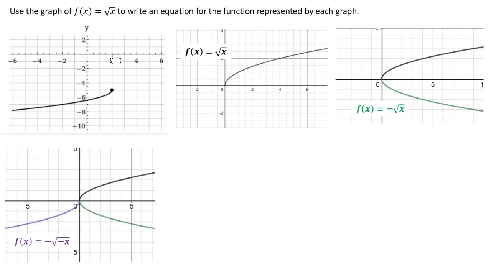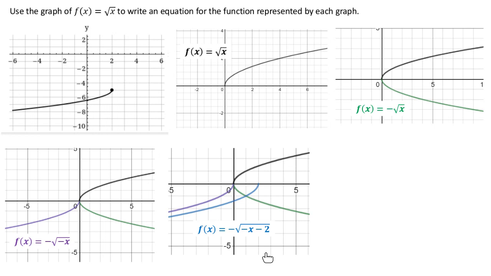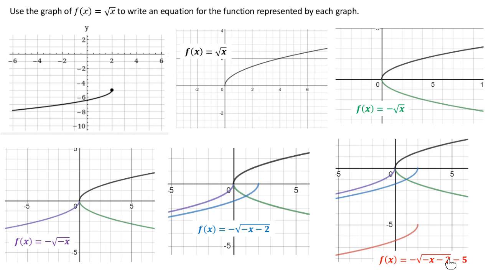So I said we shifted it 2 units to the right. So we're going to subtract 2 from our x inside the radical. And we shifted it down 5 units, so outside the radical, we're going to have a minus 5. Yes? So the equation represented by this graph is negative square root of negative x minus 2, and then outside would be the negative 5.